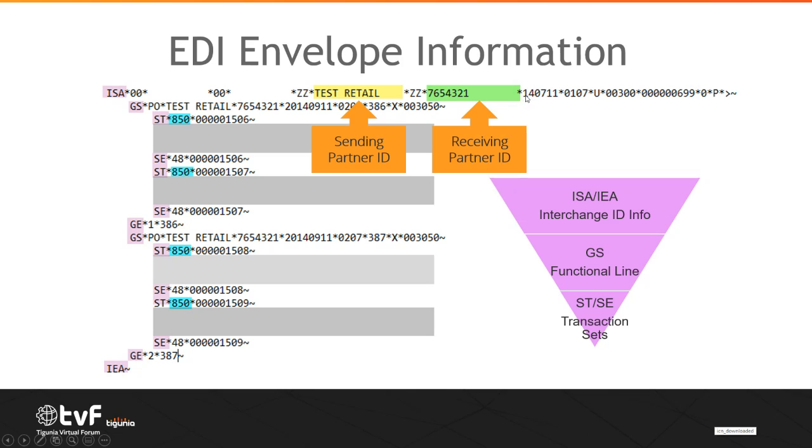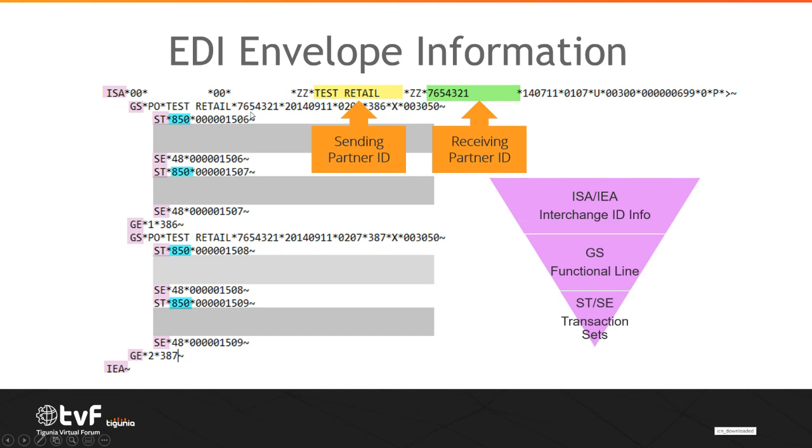You will find in the header the date, the time, the versions, and then sequential numbers and qualifiers, which are starting to get a little bit technical. The second level of indentation in the envelope, the GS, GE segment breakdown, is for functional groups. You will see in this example, test retail and 7654321, the same information as on the ISA envelope, the sending partner ID and receiving partner ID.